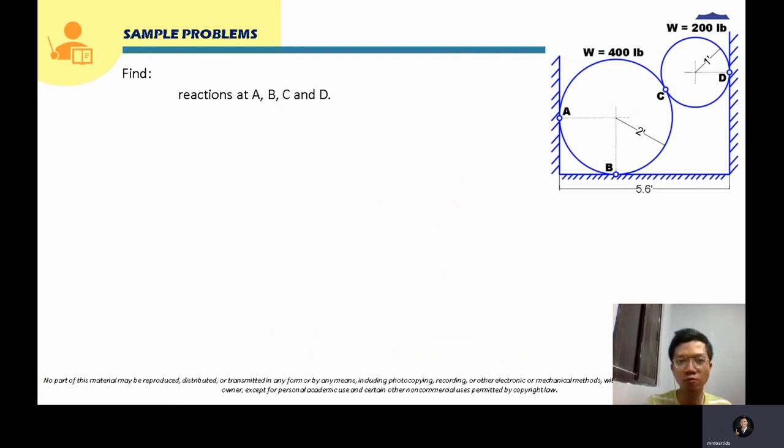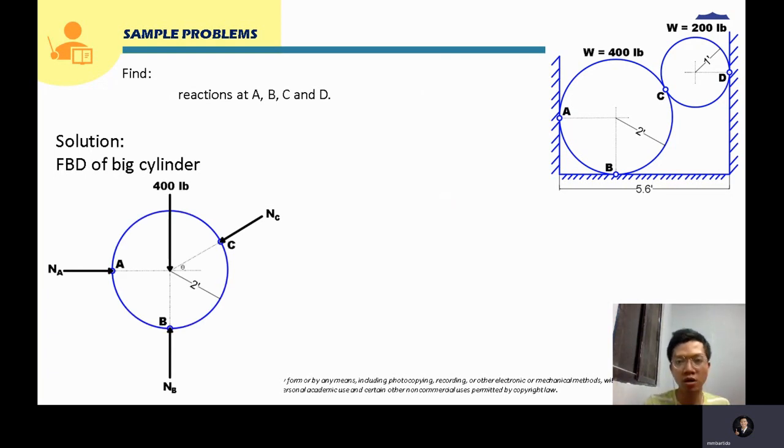Okay, so to solve for the reactions at A, B, C, and D, let's first draw the free body diagram of the cylinders. So for the free body diagram of the big cylinder, for the surface here, there's a point of contact here. The normal force will be applied at that point of contact, and it is perpendicular to this surface. So it will be horizontal, no? We will name that normal force as NA. This is the normal force applied at point A.